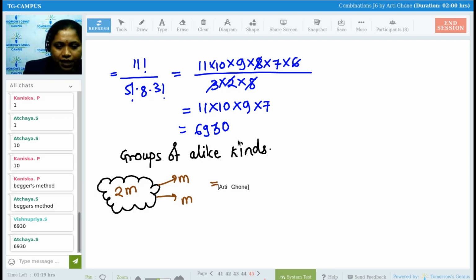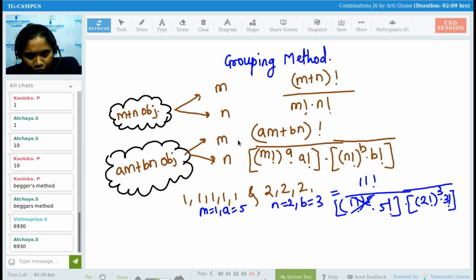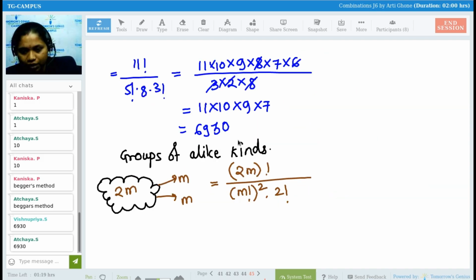It is nothing but (2m) factorial, that is the total factorial, upon (m factorial) square, because we have 2 same groups of equal kind. We are doing the same thing in identical patterns in permutation also. And that square, into that 2 factorial. Like how we do this for one value, (m factorial) raised to a into a factorial, that will be the answer for the 2 alike groups. Like you can create for 3 alike groups, like you can create for 4 alike groups. Clear? So this is about the grouping methods or grouping shortcuts.